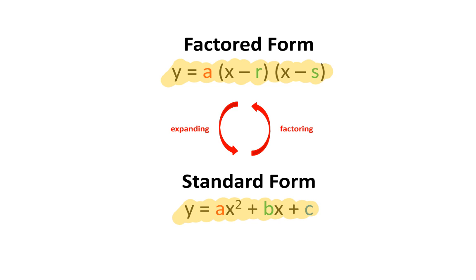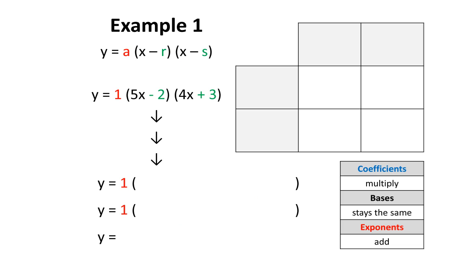You can convert factored form to standard form using the process of expanding, or you can convert standard form back to factored form using factoring. Today, we'll be focusing on expanding. In our first example, we have an equation of a quadratic relation in factored form. We want to convert it to standard form using the process of expanding. The table you see to the right will help us do that.